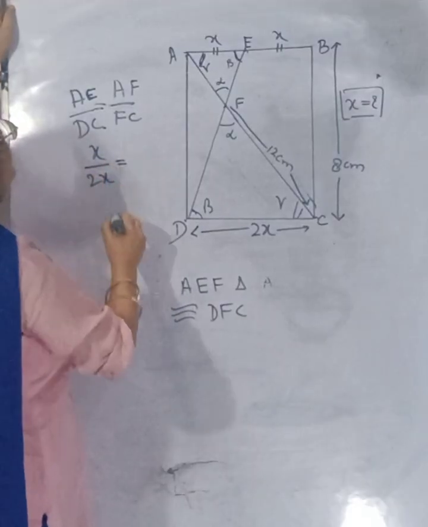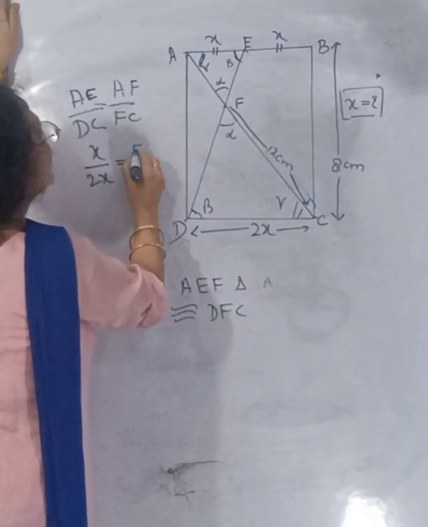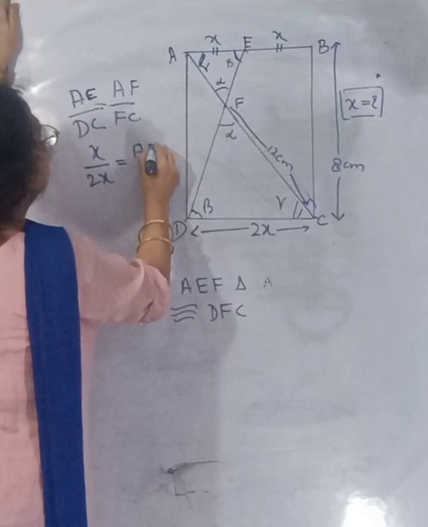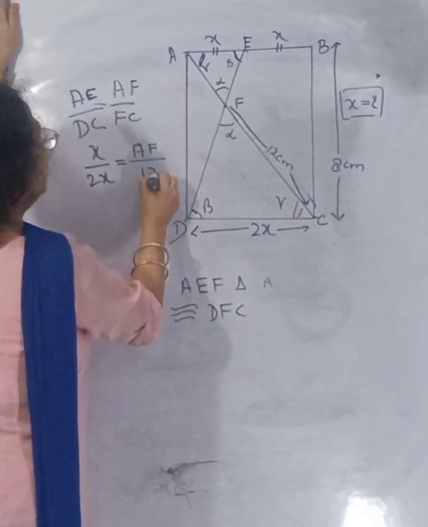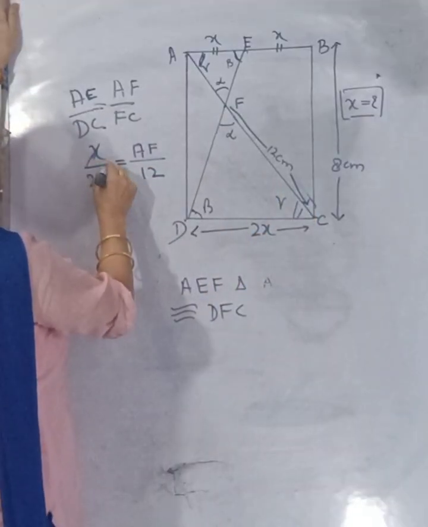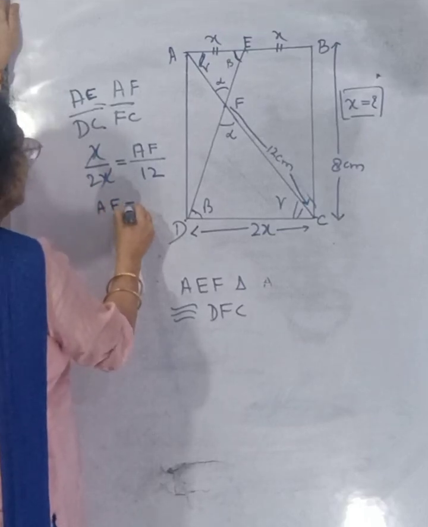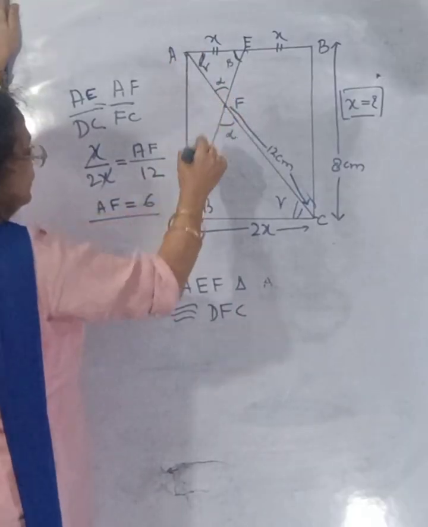This is equal to AF upon FC. We do not know the value of AF, but it can be obtained, since FC is equal to 12, already given to us. So we can say that AF is equal to 6.